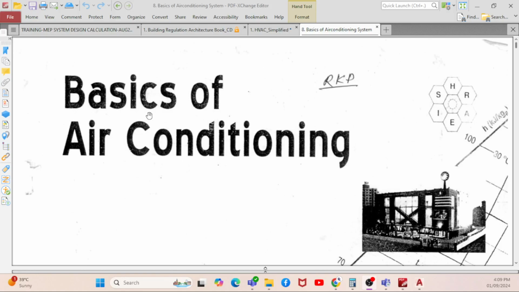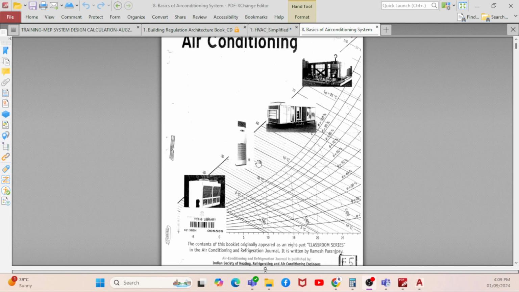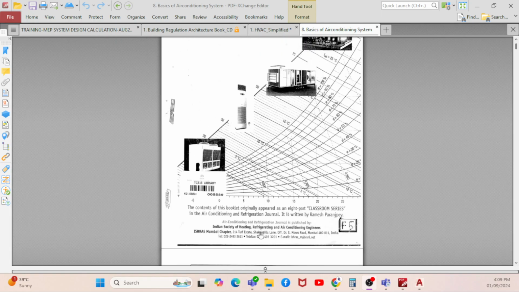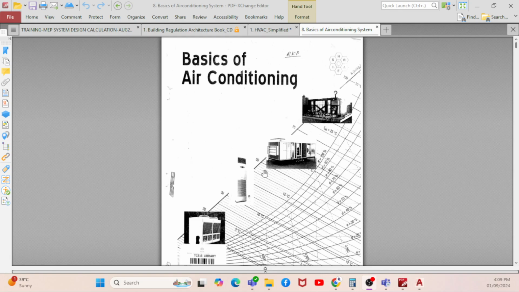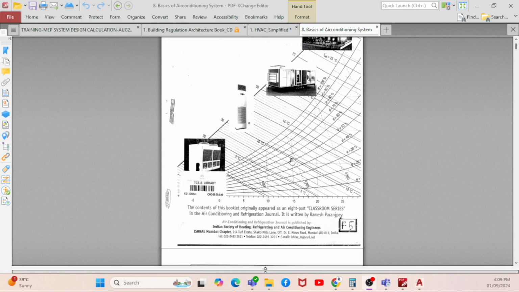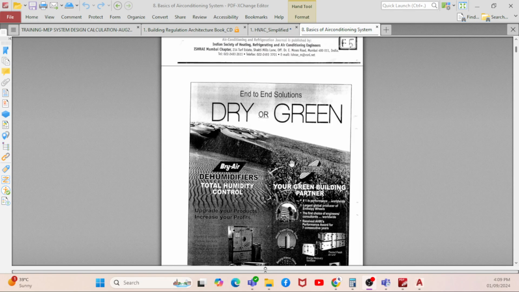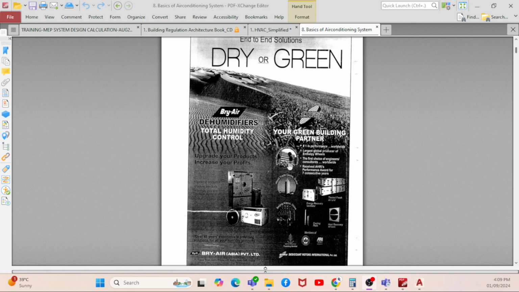Okay, here we will talk about the basics of air conditioning. So this is the air conditioning journal, from the ISHRAE Mumbai chapter or whatever it is. This is one of the journals I received. This information is available on LinkedIn, where everyone used to share many documents. But here we will go through what is important and required for our calculation purposes.